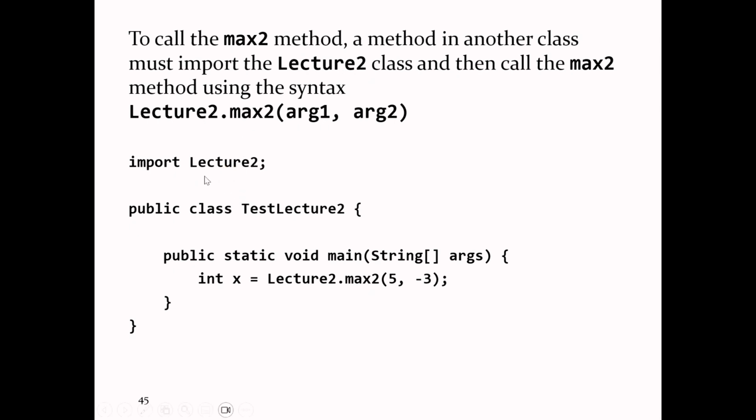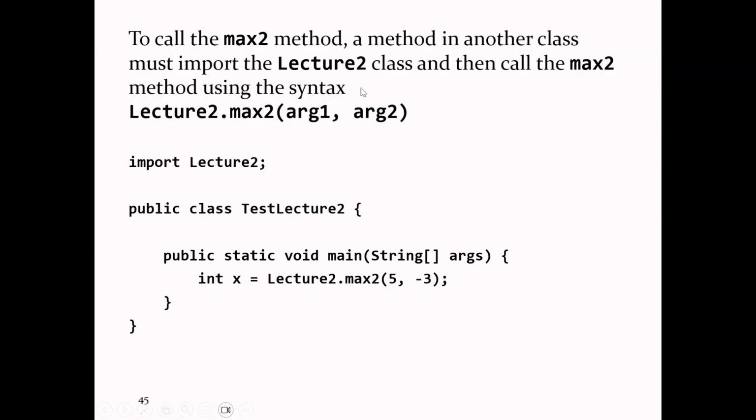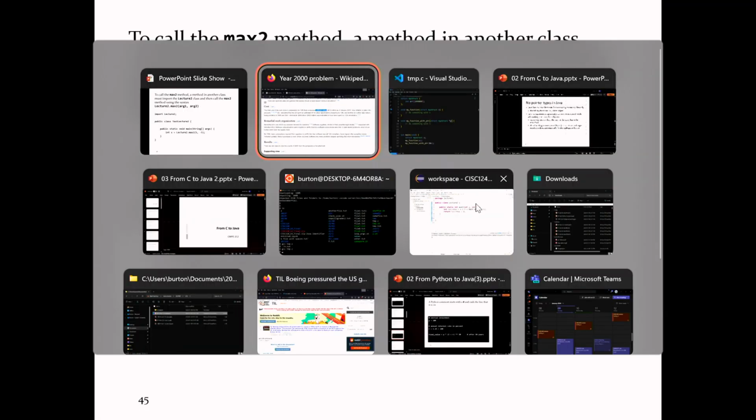I'm going to show you this in a second in Eclipse, and it's going to look a little bit different. When you call the method, you have to use the class name in front of the method. So it's lecture2.max2 and then 5 and 3. So instead of just writing max2, 5, 3, you have to put the class name in front if you're calling a public static method. Let me just show you that in Eclipse.